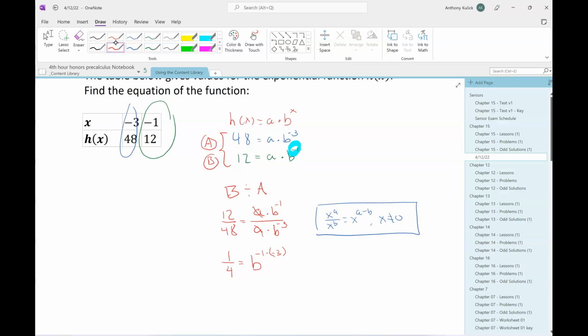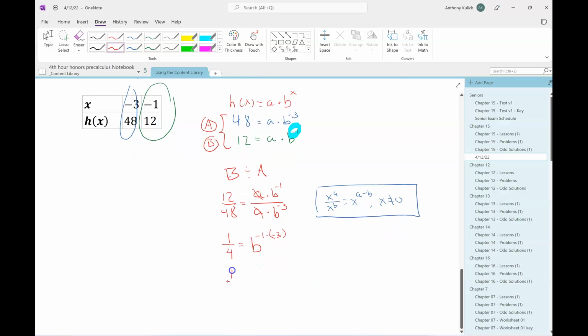Using that property of exponents, negative 1 minus a negative 3 is 2. So far, so good? You guys will holler at me if you have questions, right?